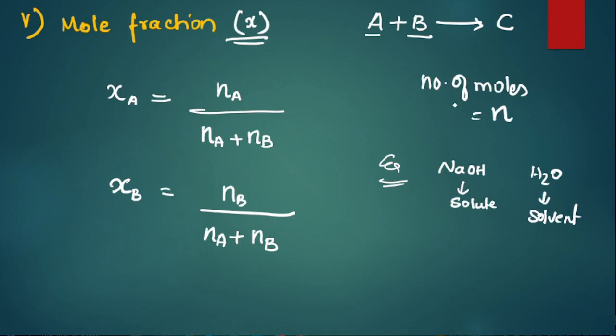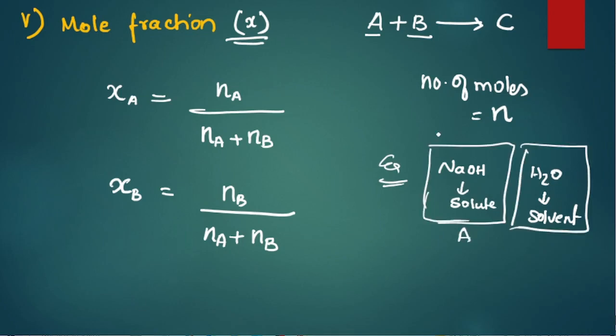If solute is A, you have to use this formula and find. Both are the same only, right? So instead of A, you will put NaOH, and you find the number of moles of NaOH and number of moles of H2O, and you will substitute in this formula. Okay, this is B. So now one more trick is there. In a particular solution, however many mole fractions you find, the sum of all the mole fractions will be equal to 1. That means here you have solute and solvent. You are finding the mole fraction for the solute and solvent, then the sum of the mole fractions will be equal to 1.